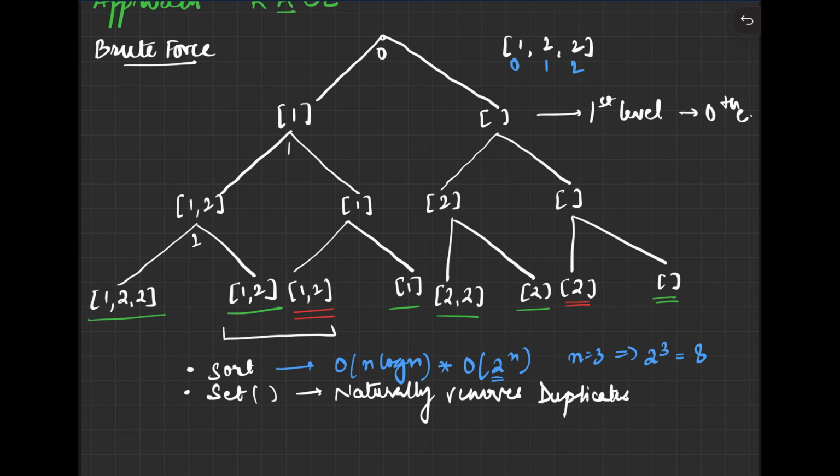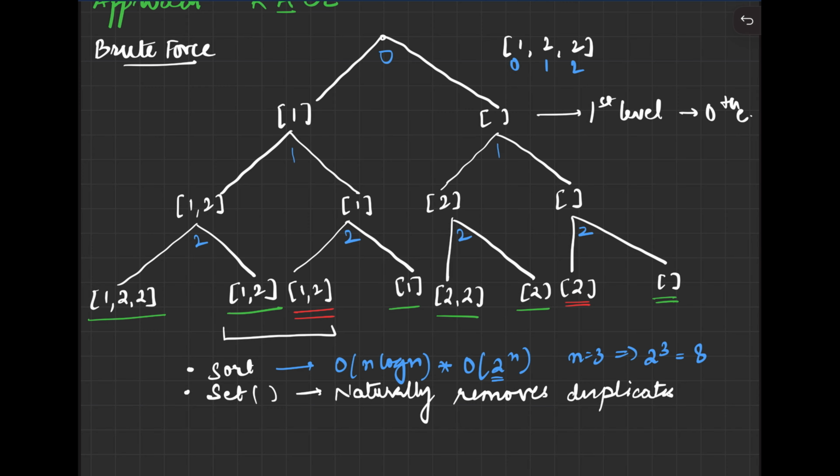So how do we fix this? How do we avoid this extra sorting complexity and this set data structure to remove the duplicates? One way is that if you are somehow able to prune the branches where you are getting duplicates. So in this case, these are the two branches where we are considering duplicate cases. So if you are able to somehow prune these branches, we'll not have to deal with sorting and removing the duplicates via the set data structure. So how do we do that?